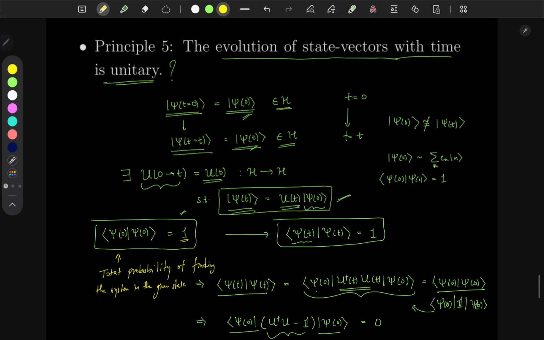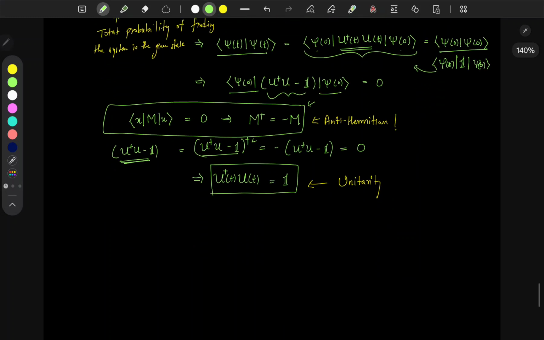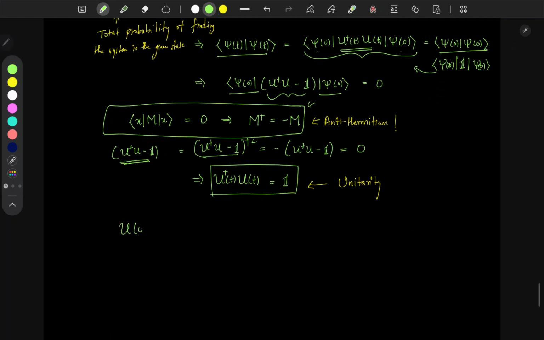That means the time evolution operator is a unitary operator. And what does unitarity imply? It implies that probability is conserved under time evolution.